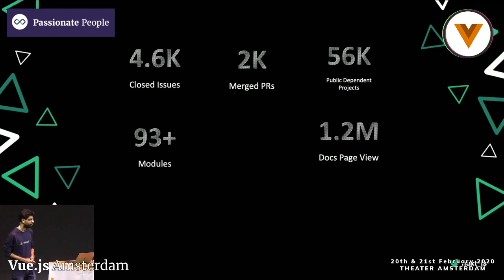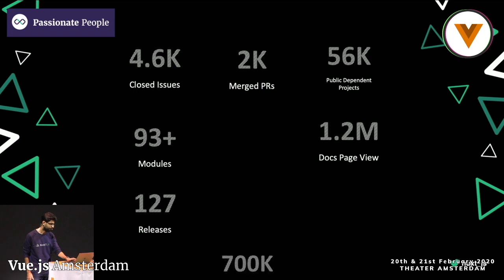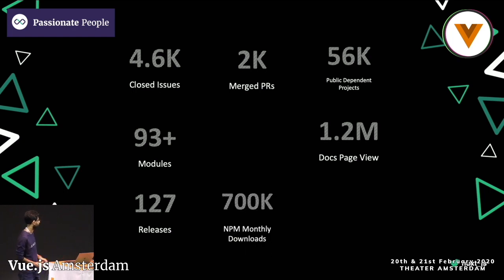Our docs have more than 1.1 million page views. We had more than 100 releases. We have more than 700K monthly downloads. And probably more than 10K Nuxters. Actually, today we found this name. I really like it. So just Nuxters, hands up. We have lots of Nuxters. I'm proud of you. High five.